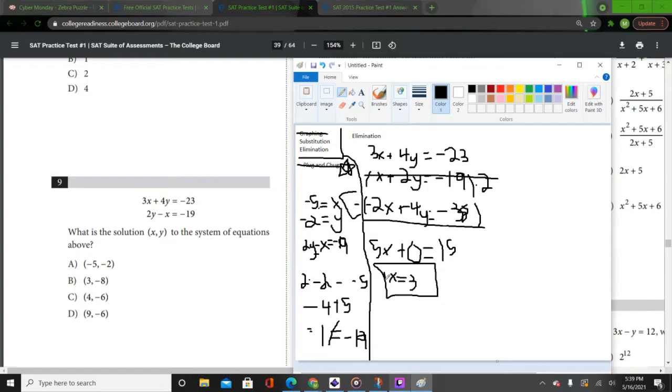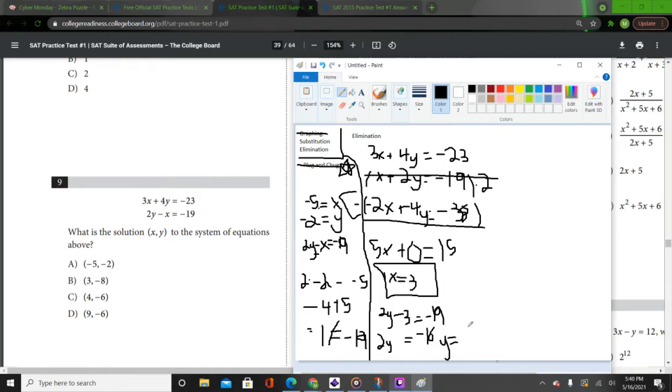Now technically we could just do this entire elimination process over again, but instead of doing what we did with y, we'll do it for x and then solve for y. However, that's way too much work and we could just plug and chug. So we'll use the bottom equation. We get 2y minus x, or in this case minus 3, because 3 is x, is equal to negative 19. So we'll add 3 to both sides, 2y is equal to negative 16, and then y is equal to negative 8.